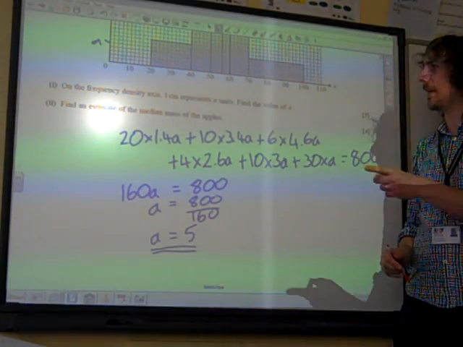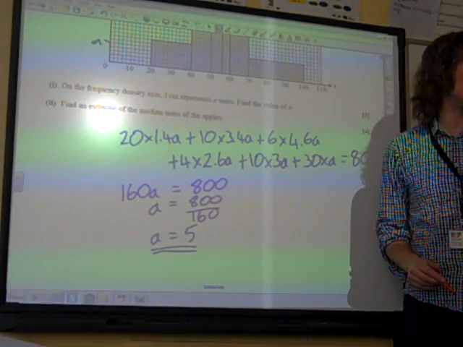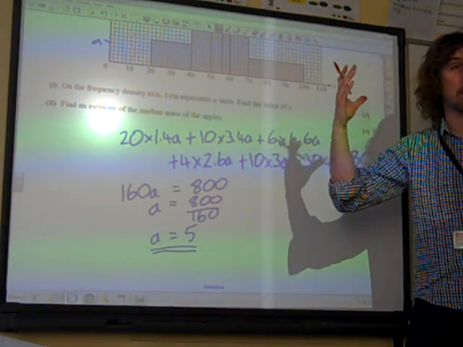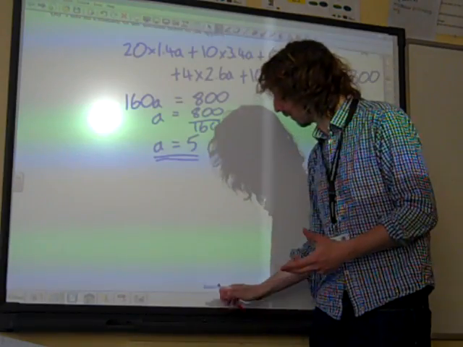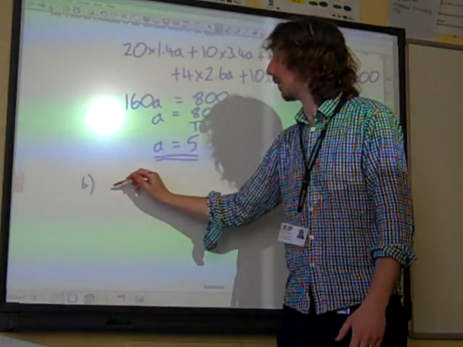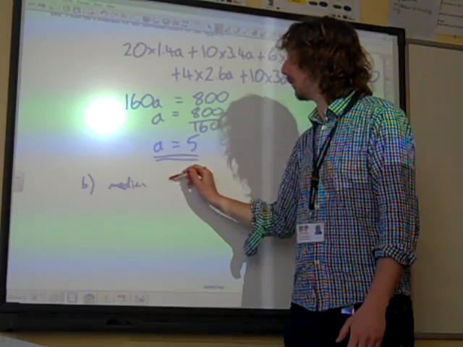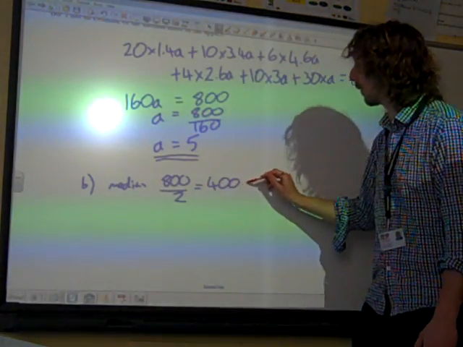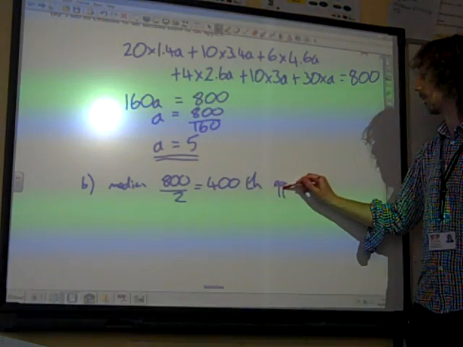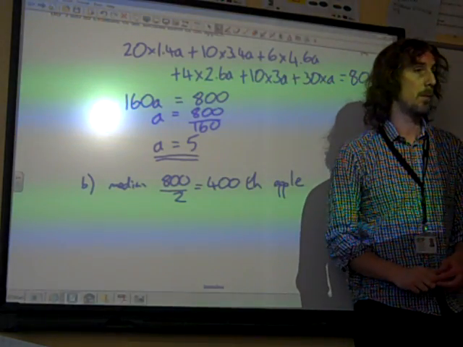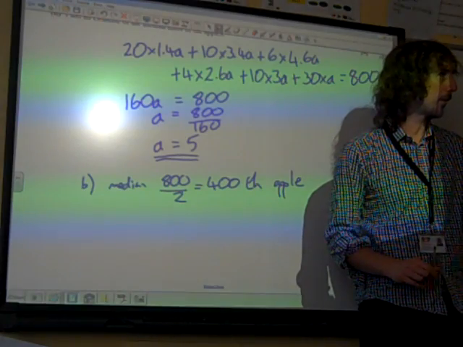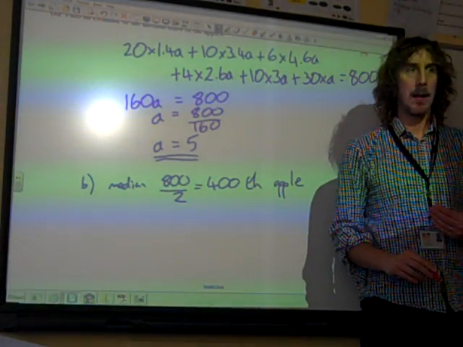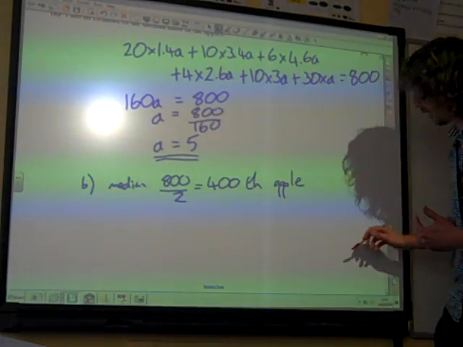Find an estimate of the median mass of the apples. Right, we've got 800 apples. So once we get a number that is that big, the median, we're just looking for the halfway point. So 800 divided by 2 gives us 400. So we're looking for the 400th apple. Where did that occur? So we need to know something about the frequencies in the groups as we go up. We can think about some kind of cumulative frequency here.